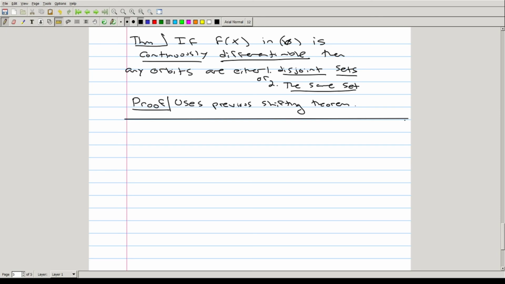The phase line diagram for a two-dimensional differential equation, or two differential equations, is called the phase plane. In more general systems of differential equations, it's known as the phase space of the system of differential equations.